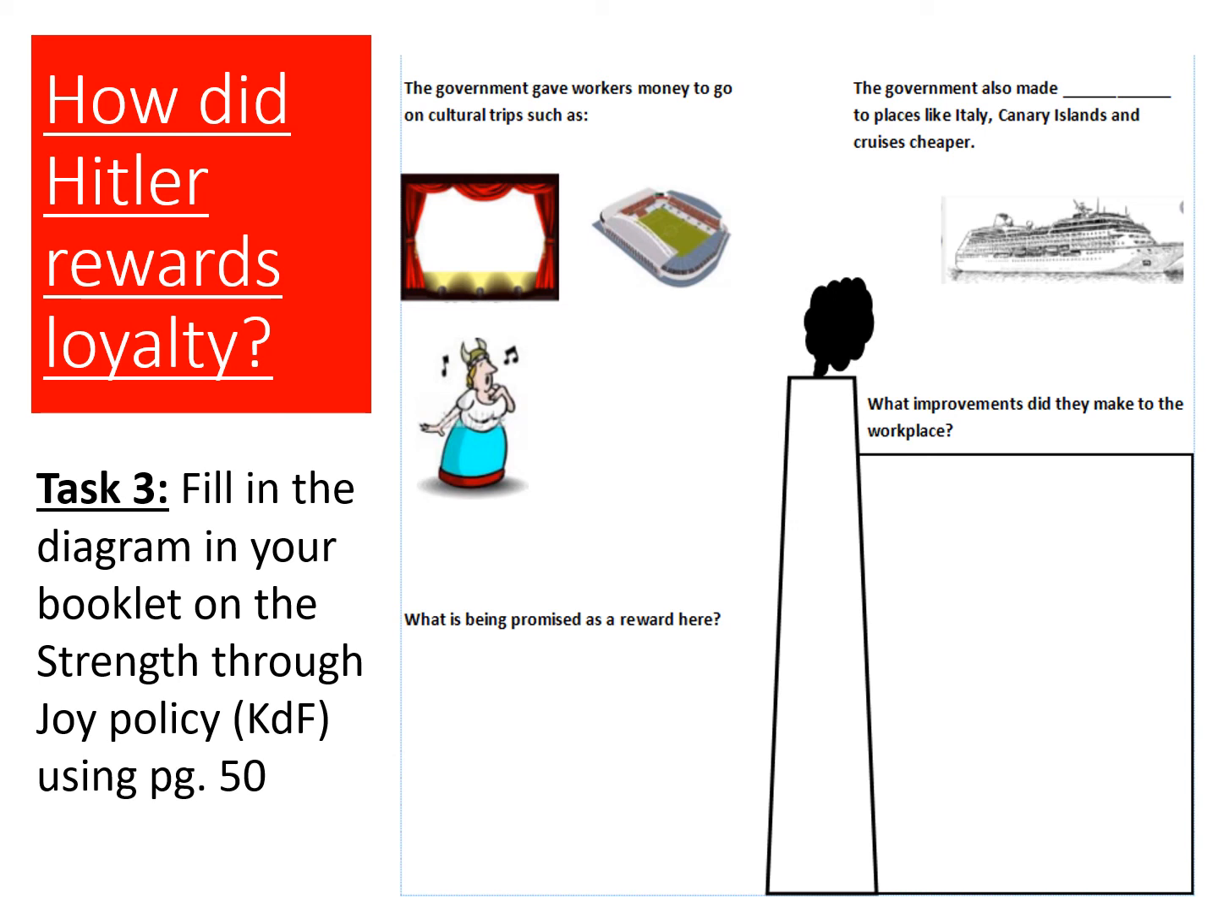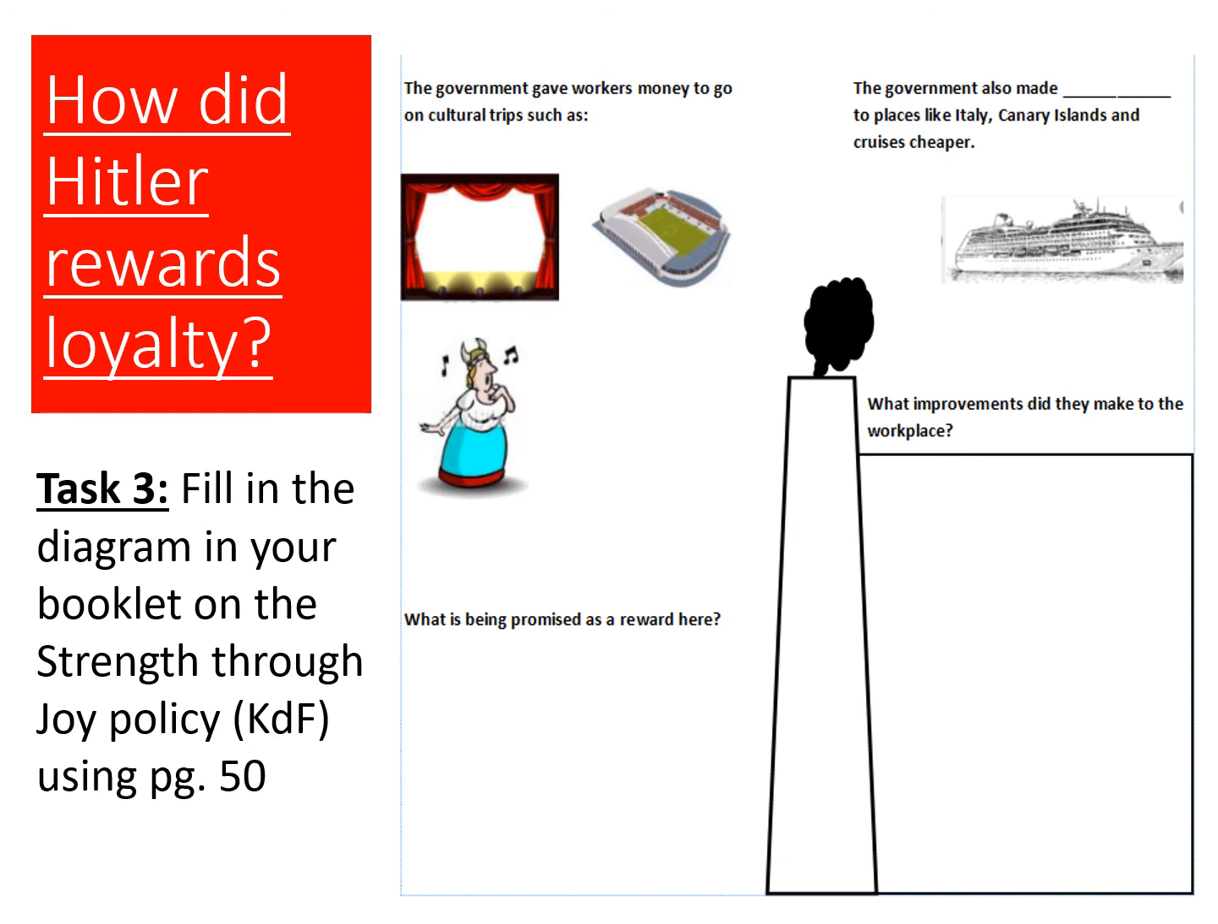So if you look at the pictures here, the government gave workers money to go on cultural trips such as. So under those 3 pictures, can you write what they represent, what type of trips and things they're being given tickets to do? Then we've got the government also made blank to places like Italy, Canary Islands and cruises cheaper. What would be the missing word there? Could I mention the word holidays?